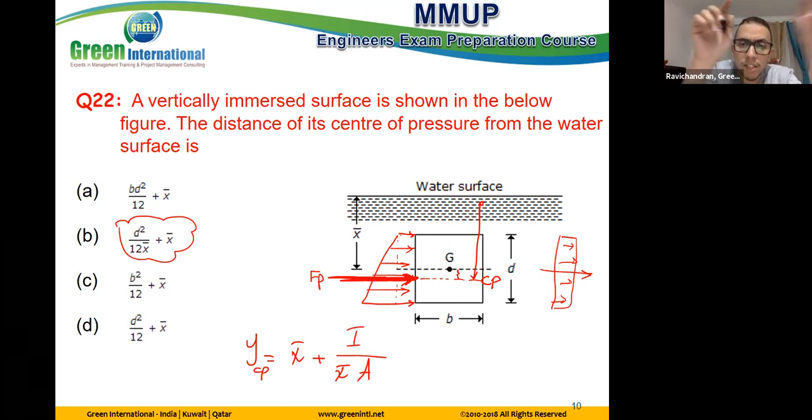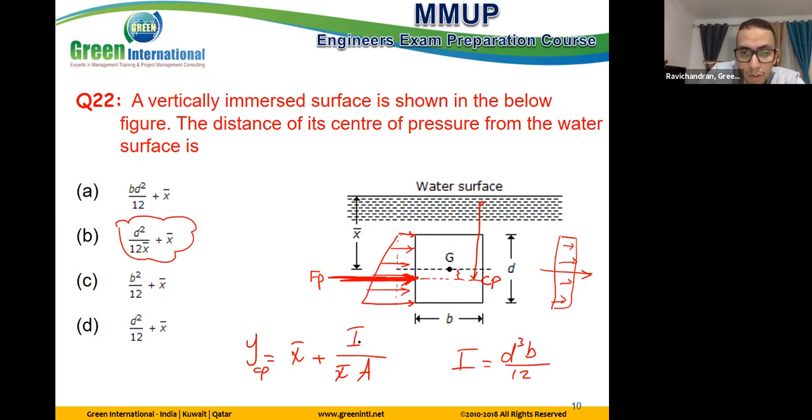It's constant. A square has one value for I, a rectangle a different value, and likewise for a circle, quarters, a semicircle and so on. Each one has its own equation. For example, for a rectangle, I is b d cube over 12.